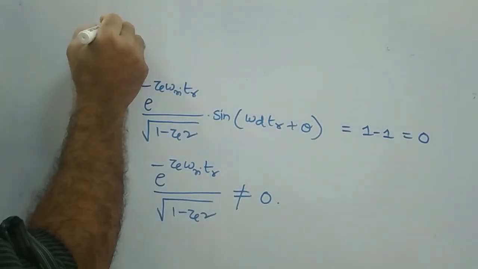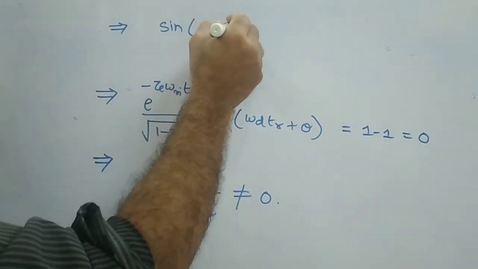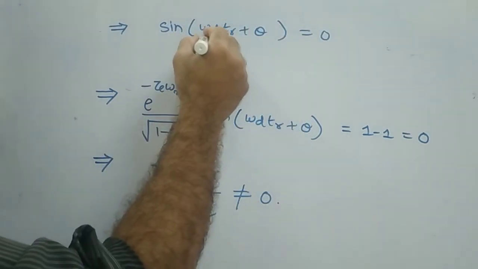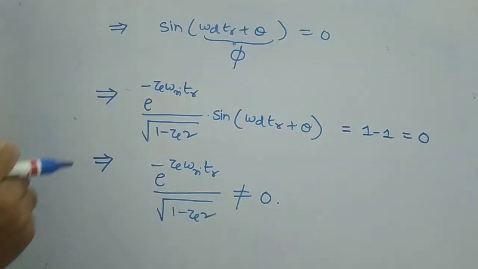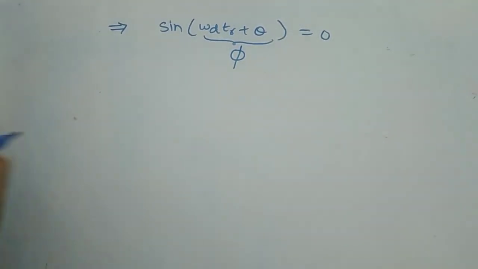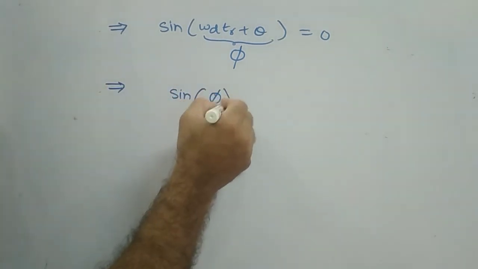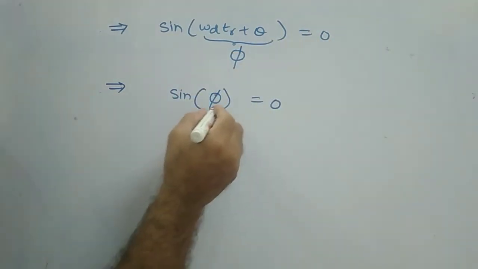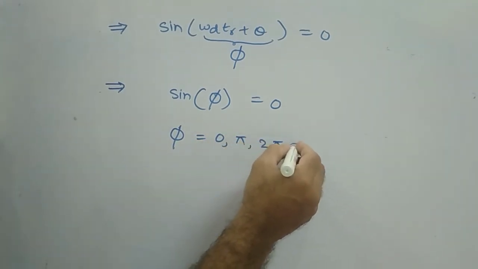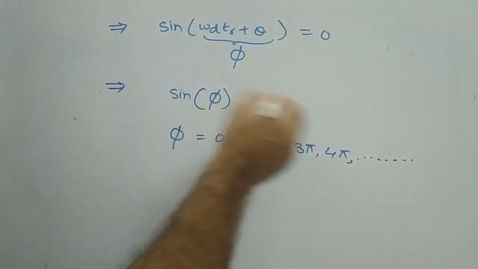Clear? This means sin of omega d tr plus theta equal to 0. This could be 0. And assume that the entire parameter is phi. Assume that omega d tr plus theta equals phi, then what can you say? You can write sin of phi equal to 0. When will it be 0? For what values of phi? Phi equal to 0, pi, 2 pi, 3 pi, 4 pi, and so on. For all these values of phi, this value becomes 0.